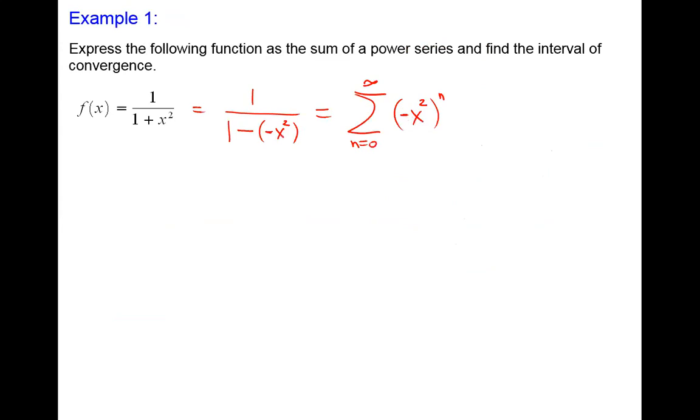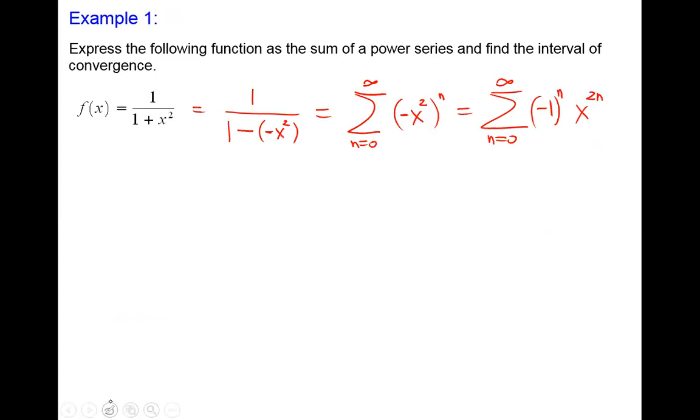That's almost done. The only thing is we will rewrite it a little bit, because I will split everything. In my parentheses, I have negative 1 to the power of n, and I have x squared to the power of n, which will be x to the power of 2n. Now it looks a little bit nicer. I just split these two quantities. That means this is the power series representation for this rational function.